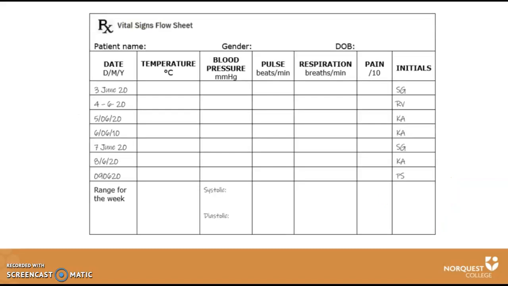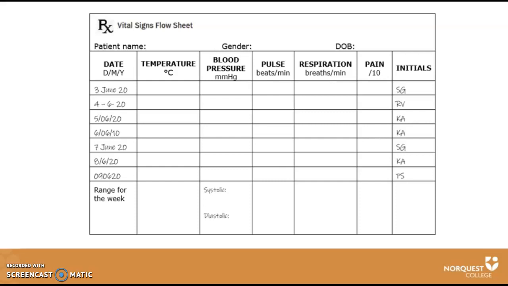How did you do? In the activity that follows, you will listen to someone reading vital signs, and you will record those vital signs on a vital signs flow sheet. The flow sheet looks like this. You will need to fill in the patient's name, gender, and date of birth. The dates have already been filled in. Notice that there's a variation in how they are written.